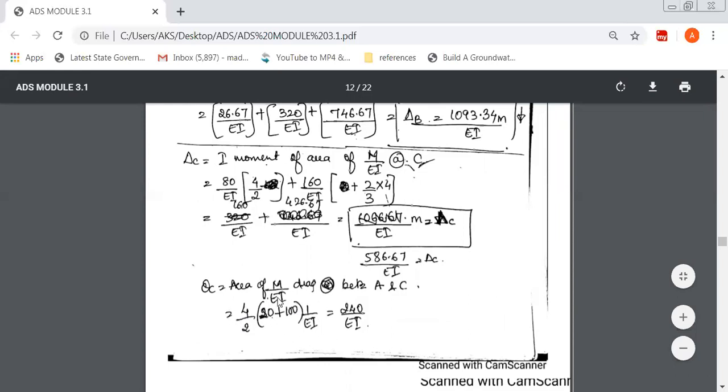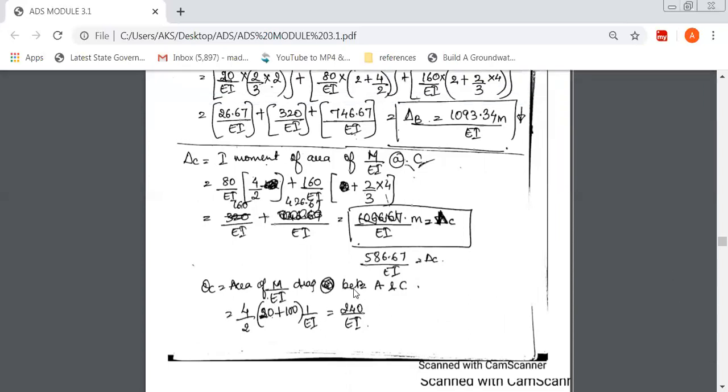If you take the area of a trapezium also, you get the same answer. Or if you split it into the area of a triangle and a rectangle, you get the same answer. But things are simple if you just split them into a rectangle and a triangle. Okay, so this is 240 over EI.